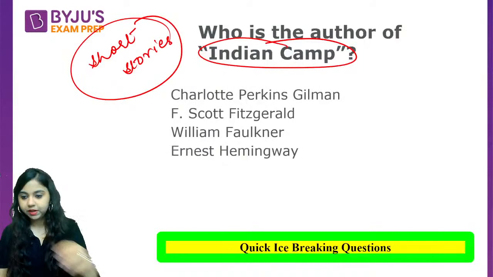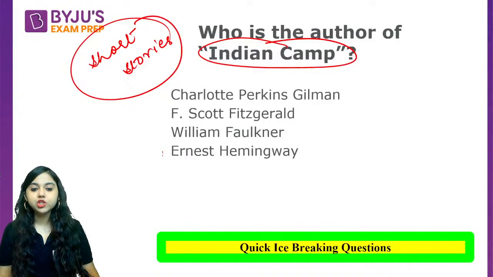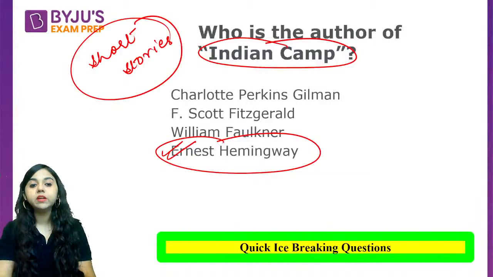All right. D is absolutely the right answer. Ernest Hemingway is the writer of the short story. He's the person who's written the short story Indian Camp. Indian Camp is a short story by Ernest Hemingway, the writer who's associated with the iceberg technique.